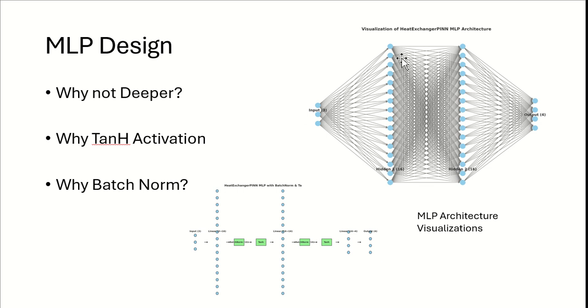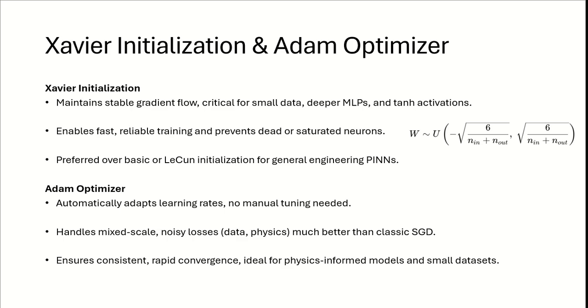And I'll go into these two diagrams right here, the MLP architecture visualization with the batch norm and tanh activation, and the MLP map as well. I'll go into two other main architecture-driving decisions that we made, the first being the initialization function. Since we were using tanh activation, not ReLU or leaky ReLU, it became incredibly important to pick a correct initialization function, because tanh in particular is very sensitive to these initial weights.